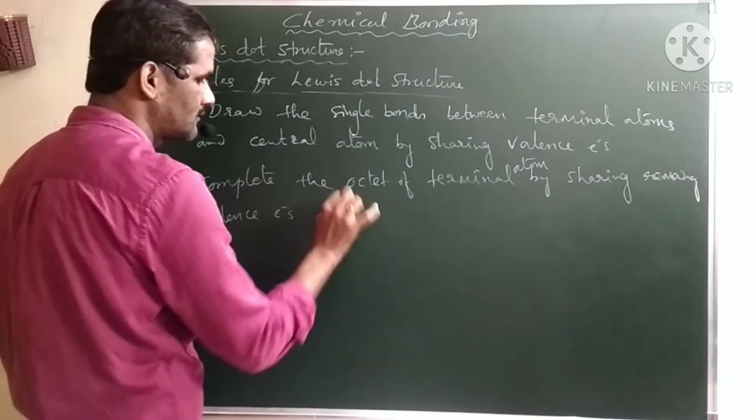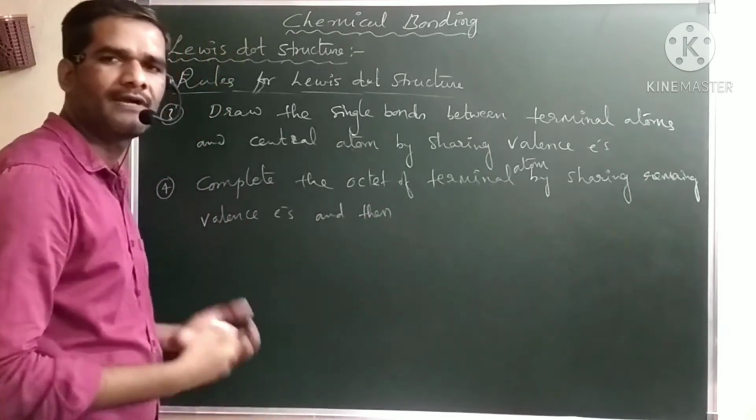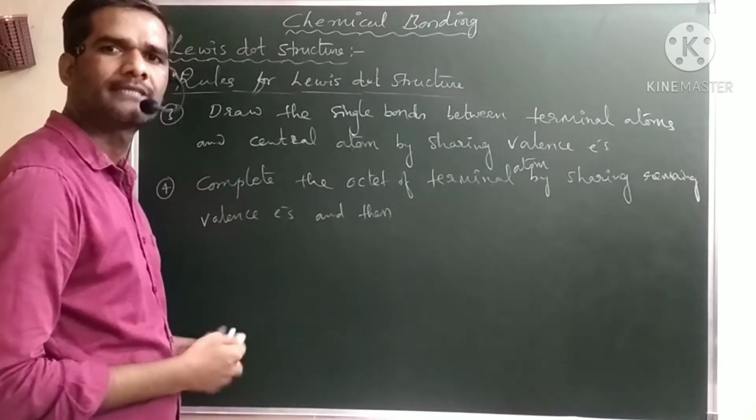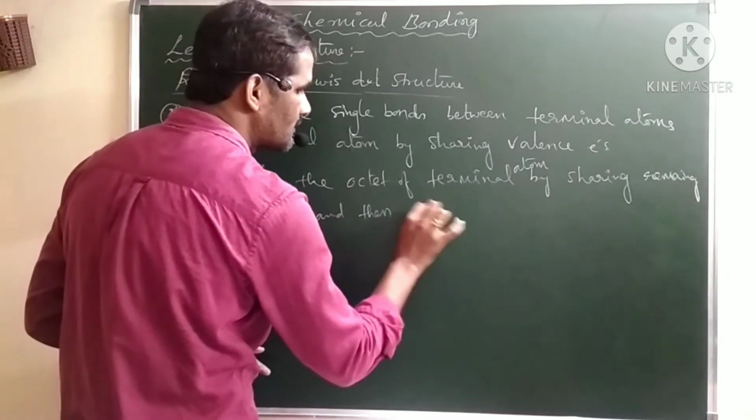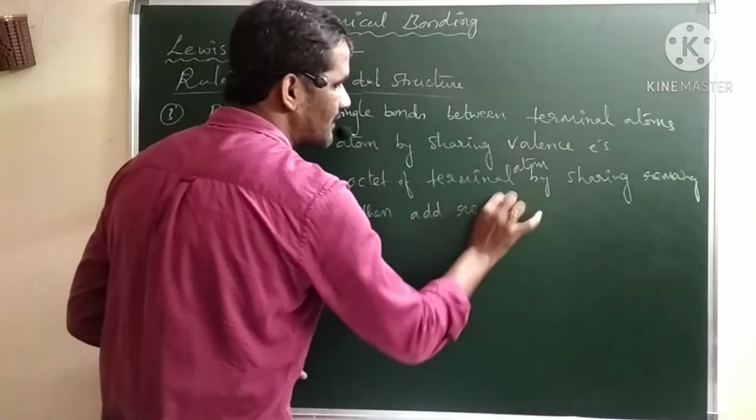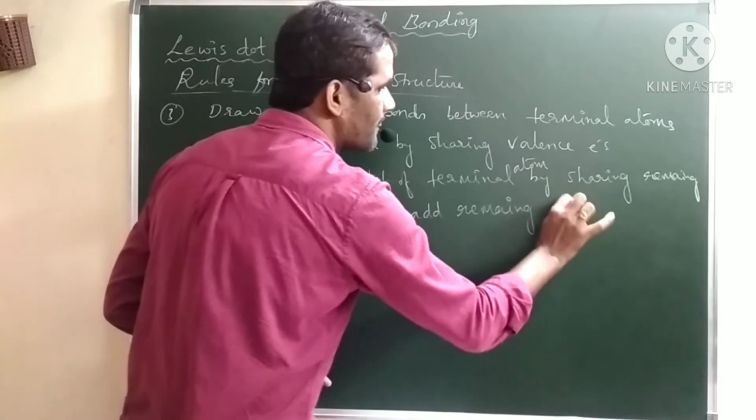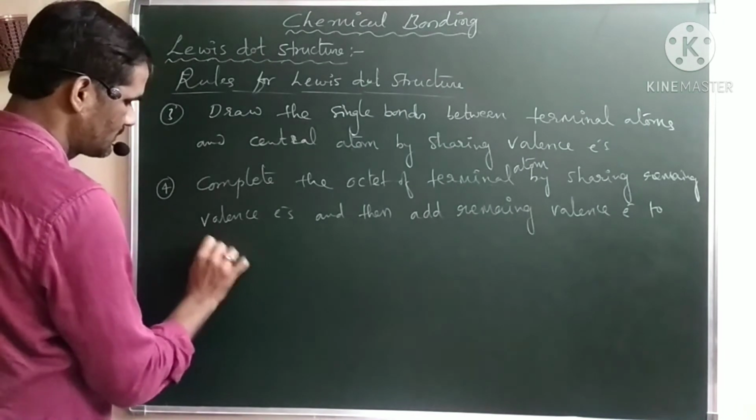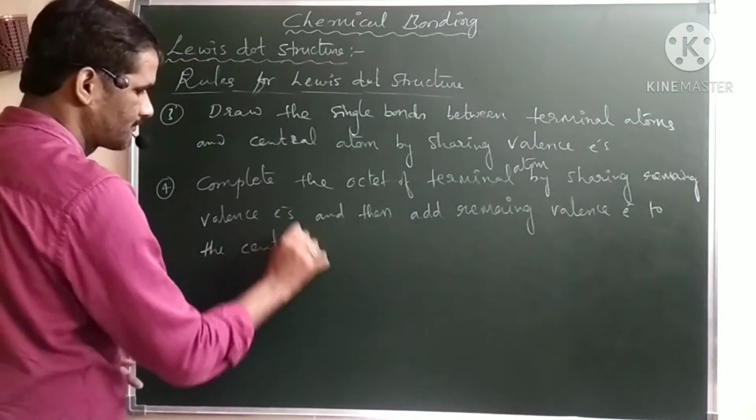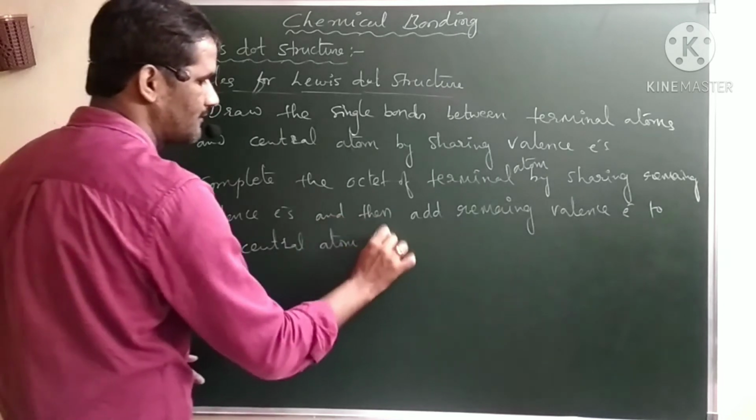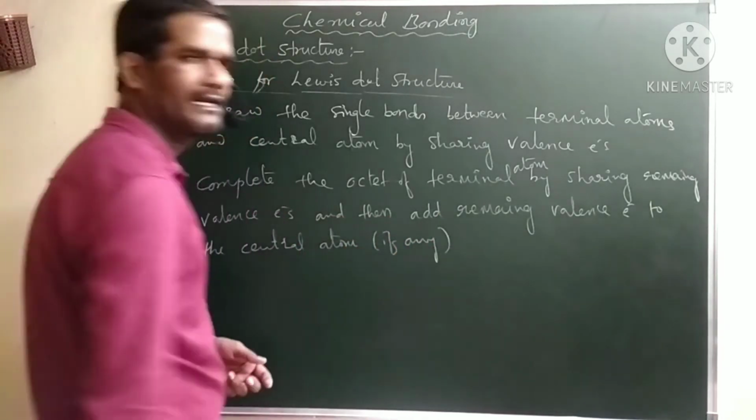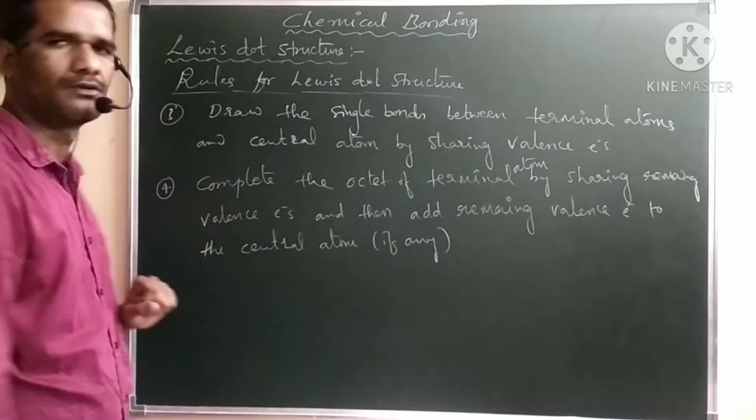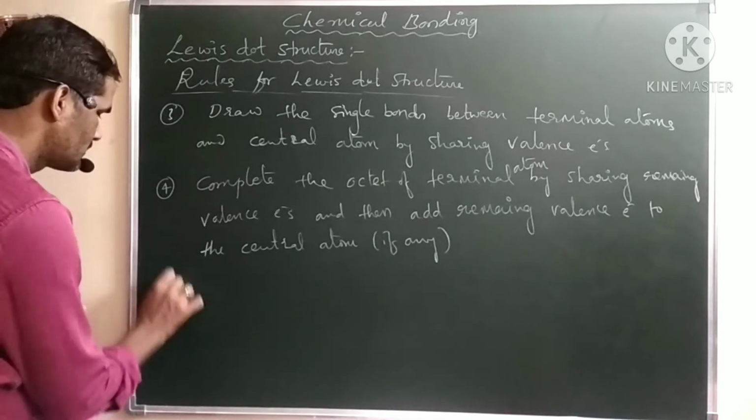And then, if still the valence electrons remain, then you add the remaining valence electrons to the central atom, if any. Still, if any valence electrons remain, that we have to add to the central atom. That is the fourth rule. And then last, the fifth rule.